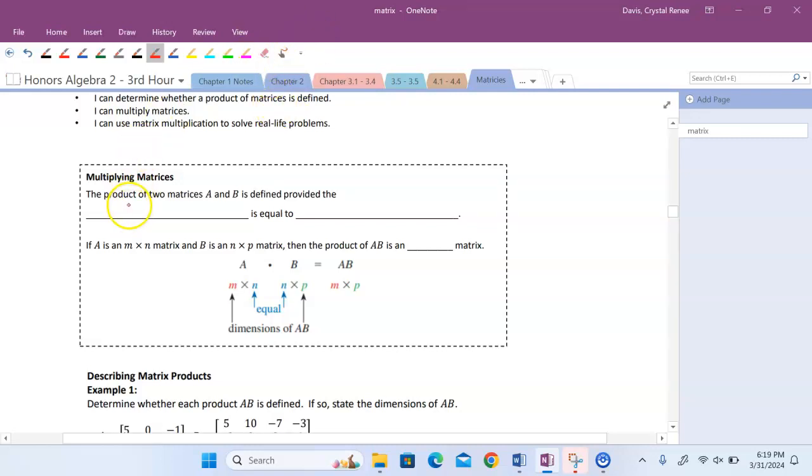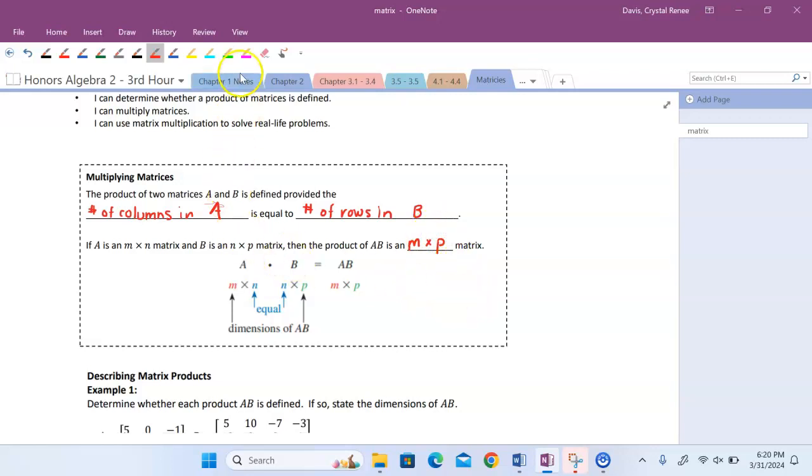In order to be able to multiply two matrices, the number of columns in matrix A must be equal to the number of rows in matrix B. If this is the case, then we can multiply A times B. If it is not the case, then we cannot multiply these two matrices. If A is an M by N matrix and B is an N by P matrix, then the matrix product AB is an M by P matrix.